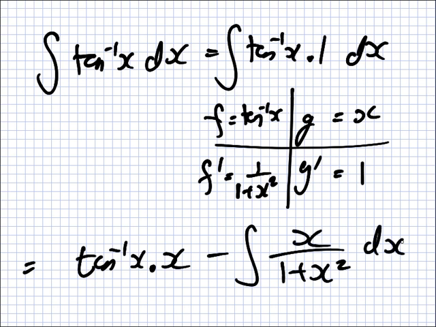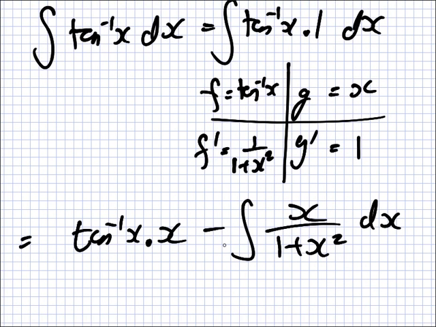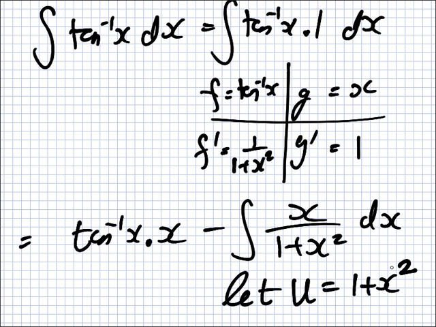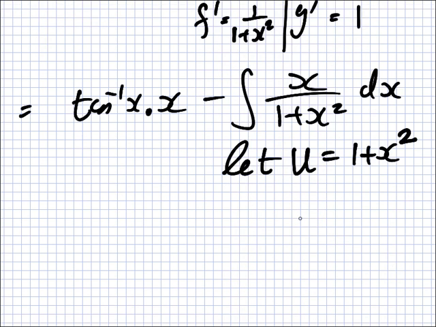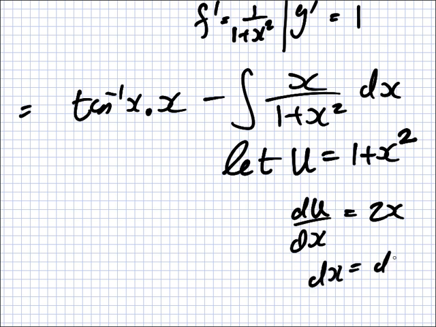1 over 1 plus x squared times x. Quotient. Substitution next. No, we're integrating. Yes. What do I substitute in? Let u equal 1 plus x squared, because of the x on the top. Then du dx equals 2x, so that means dx equals du over 2x.